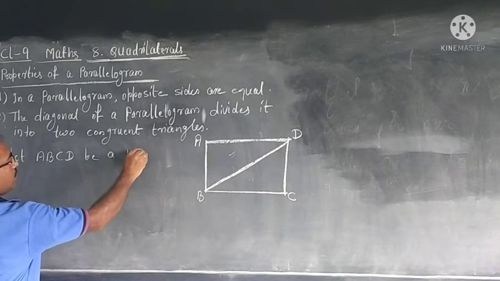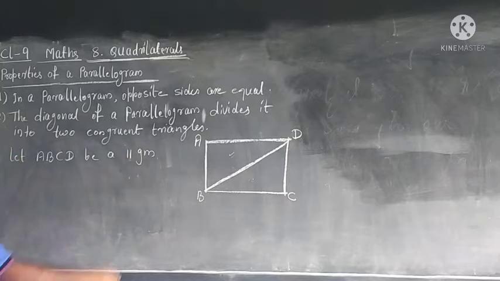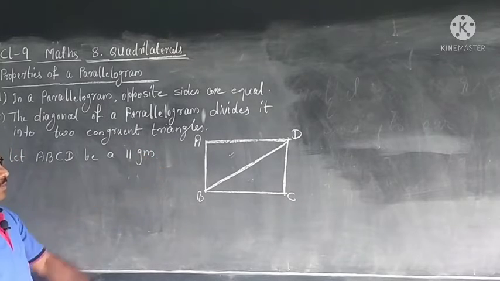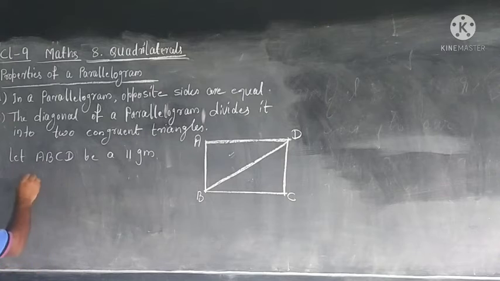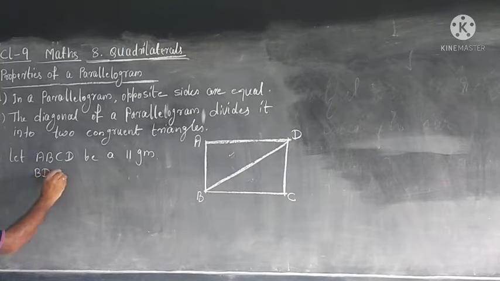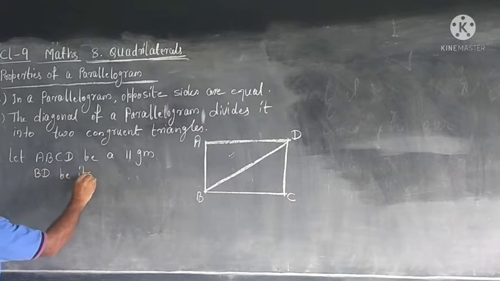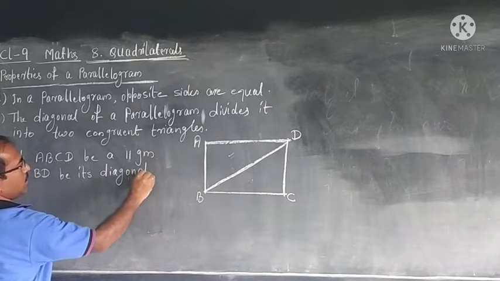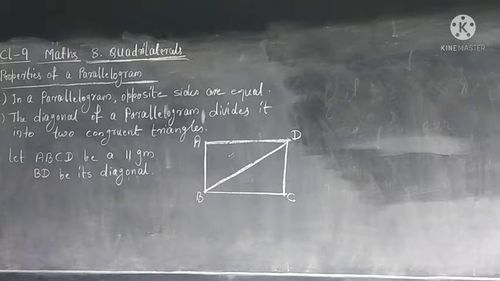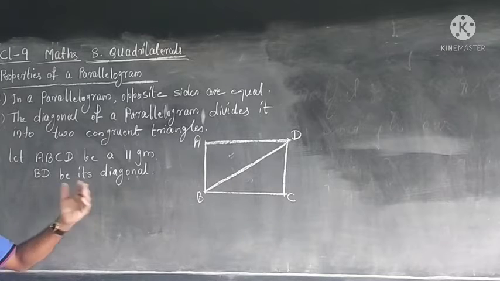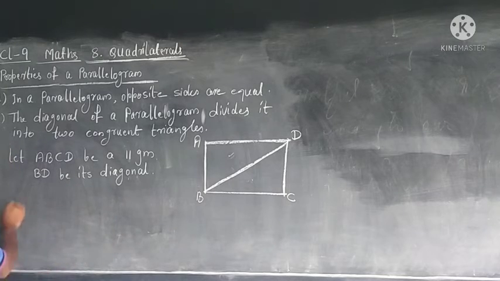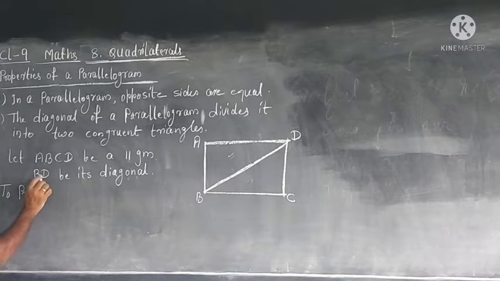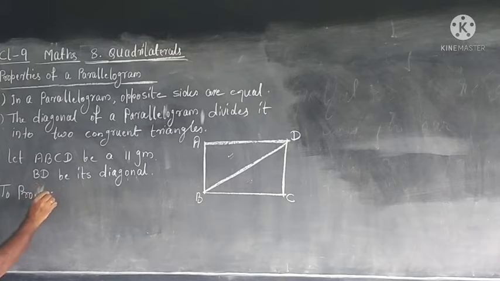A parallelogram, we just write in short the symbol of parallelogram, ABCD. And BD is its diagonal. So, this is here in this figure. Now, what we have to prove? We have to prove the two triangles are congruent. To prove which are the two triangles?